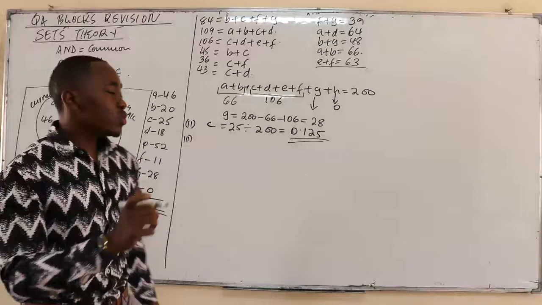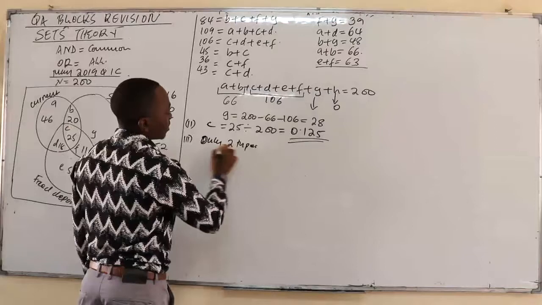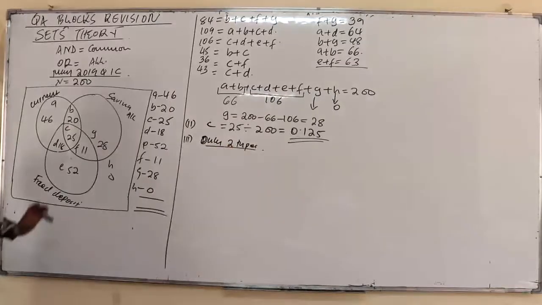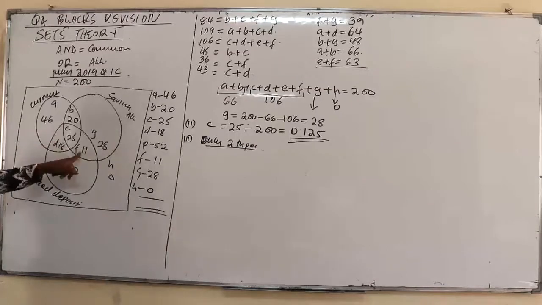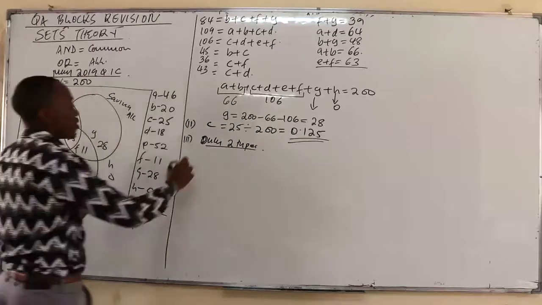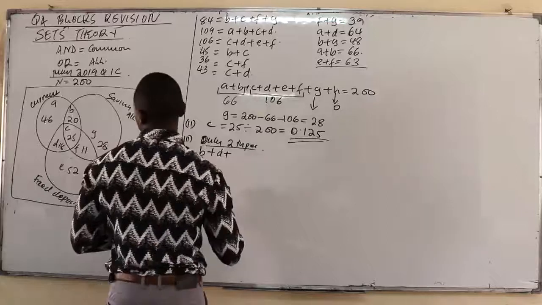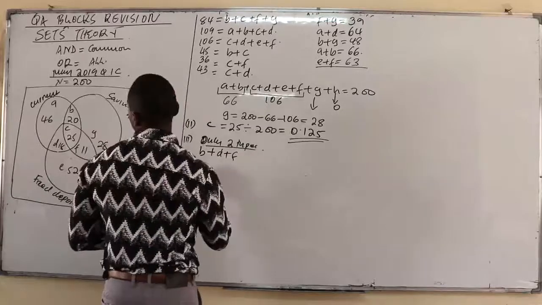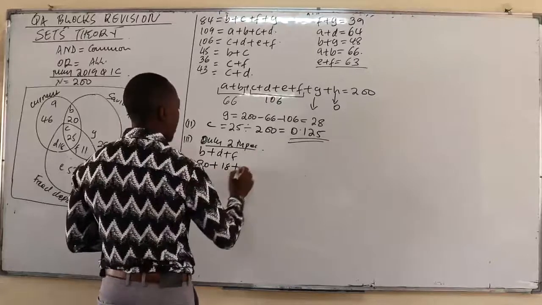Only 2 types. That's very easy. So in this case, we have B, C, D, F, but C operates 3. Are you together? So in this case, we only have B, D, and F. But the question was at least 2, that's when you could have included C. So only 2 types is only B, then we have D, and then we have F. And B we have is 20, D we have is 18, and F we have is 11.